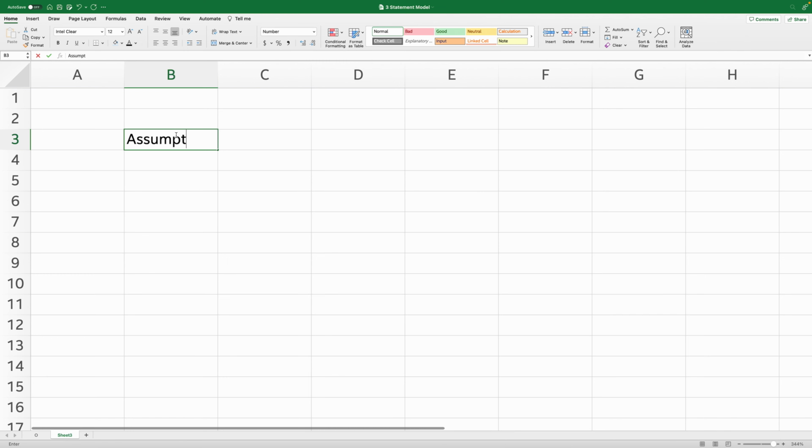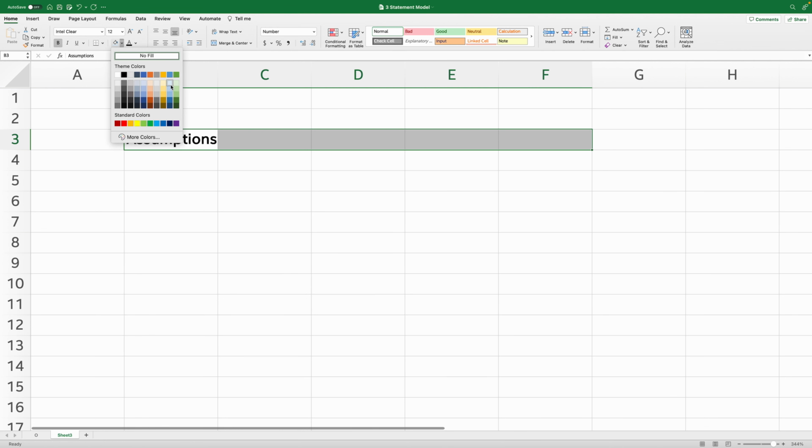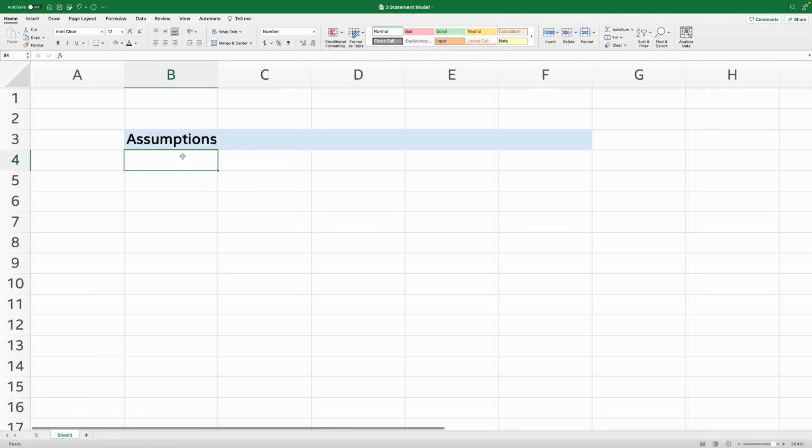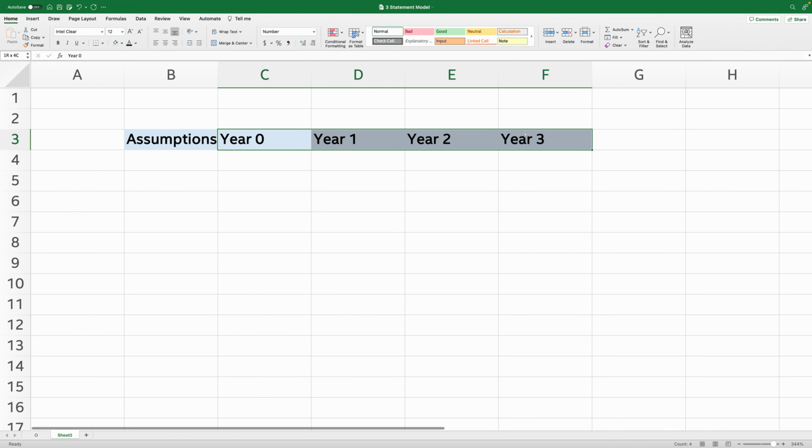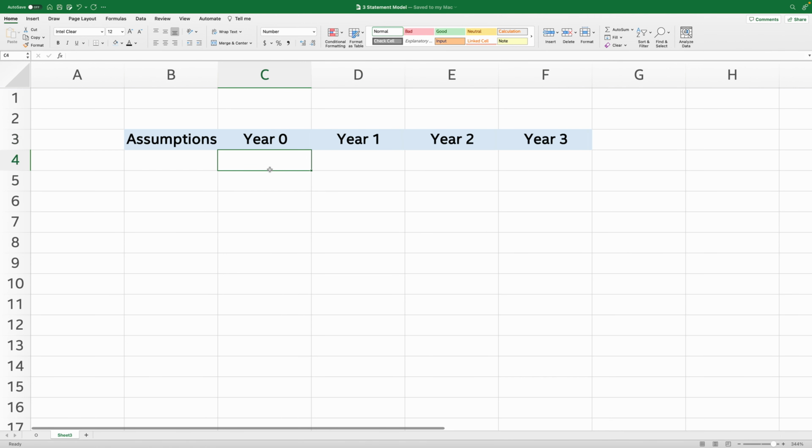I have my assumptions at the top, and I'm just gonna make up some numbers to get us started. We'll do a 3-year forecast. Let's see, baby blue. It's a good color. So my assumptions, and then this would be year 0, I guess. Year 1, year 2, year 3. And in order to do the balance sheet forecasting, I kind of need a year 0. Well, in order to do a cash flow statement, I kind of need a year 0 just to have some historical balance sheet numbers.